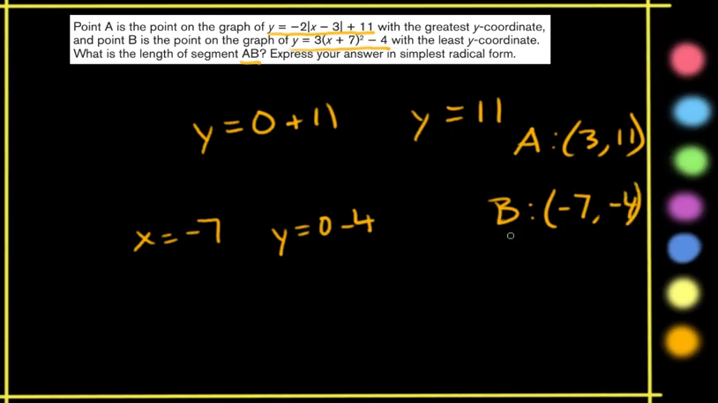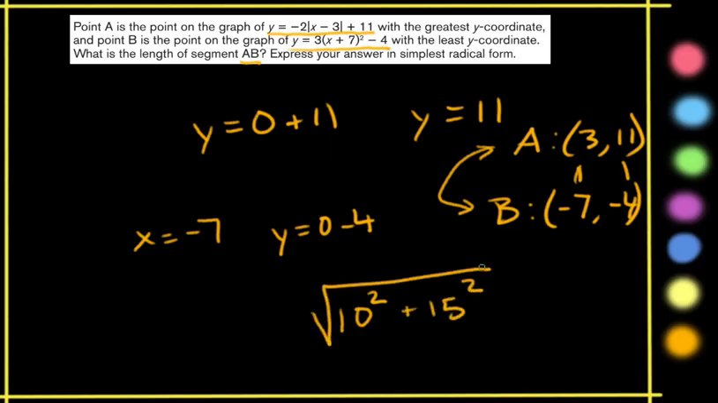And now they want to know the length of segment AB. That's just the length between these 2 points, which we can use the Pythagorean theorem for. We just take the difference between the x coordinates, which is 10. We square that. And then we take the difference between the y coordinates, which is 15. And we square that. And we add those together, and we take the square root.